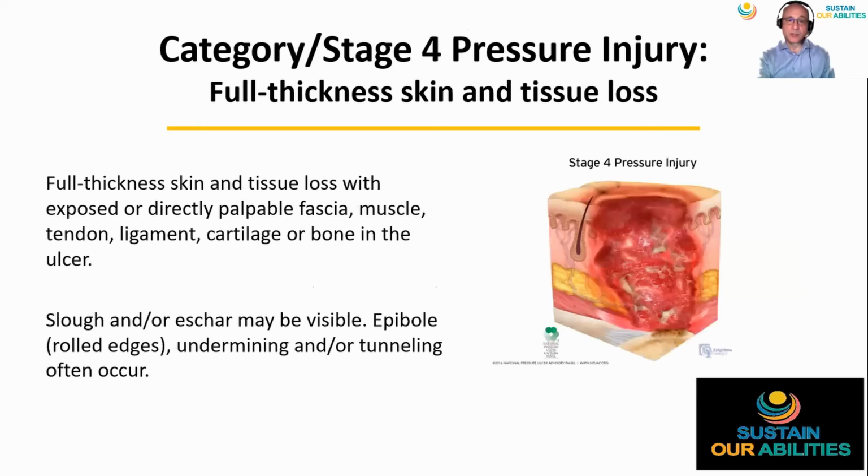Category or stage 4: a full-thickness skin and tissue loss with exposed or directly palpable fascia, muscle, tendon, ligament, cartilage, or bone in the ulcer. Slough and/or eschar may be visible. Epibole, undermining and/or tunneling often occur.